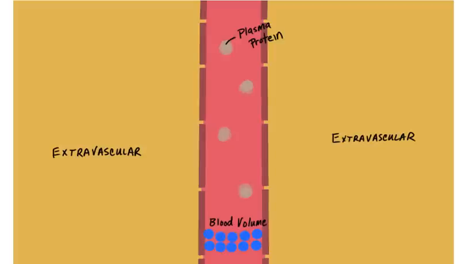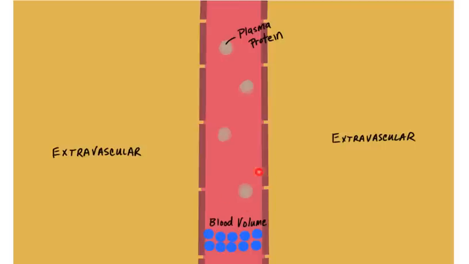In this video, we're going to discuss volume of distribution and how the properties of a drug can affect volume of distribution. So let us orient ourselves to the diagram. In the red, we have our blood volume, right? And in the average person, that's 5 liters.